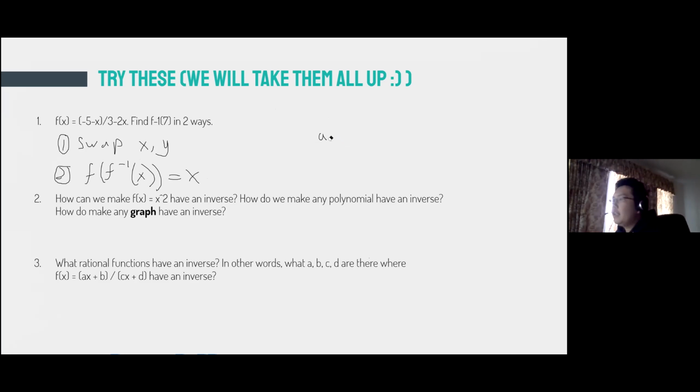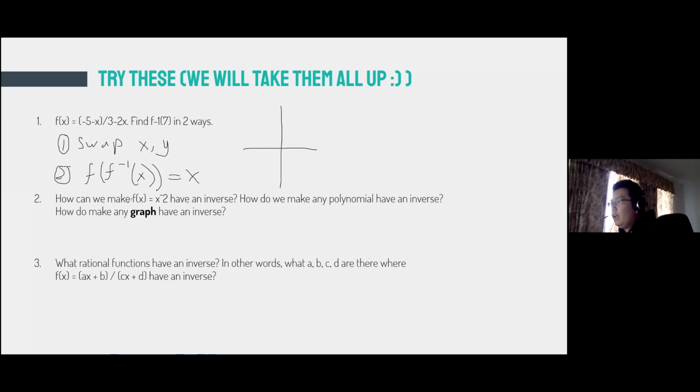Second question is, how do we make f(x) equals x squared have an inverse? And the way we can actually do that is really cool. It's called restricting the domain. This is something that you'll learn in later courses, which means I don't want to cover it too much. It's not very useful unless you're going for harder math or just regular curriculum math.